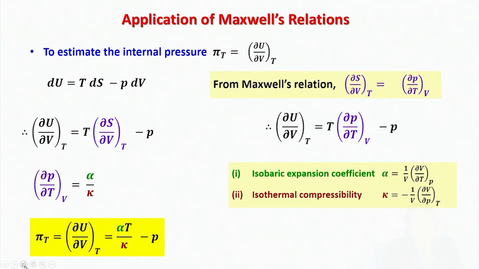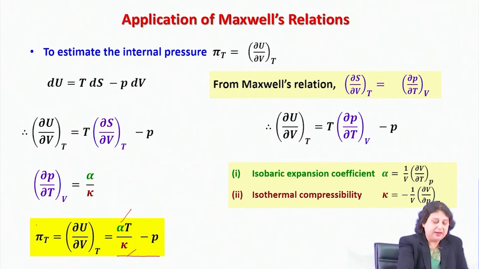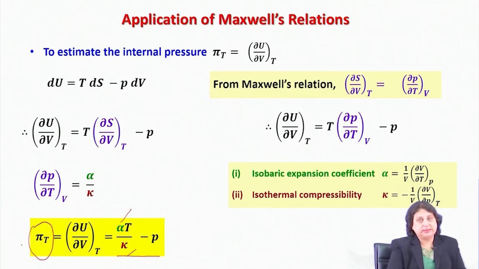I can now say that pi T, that is my internal pressure, is now given by alpha T by kappa minus P. So in this case, as you see, if I can measure the properties alpha and kappa for a system, and if I know the temperature and pressure at which I am interested to know the property of the system, I can find out what pi T is.